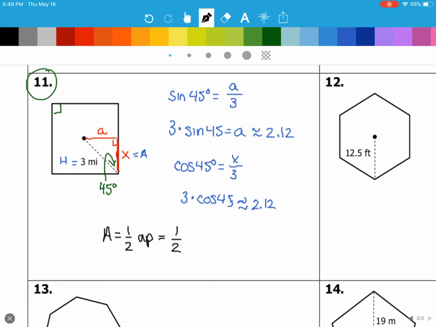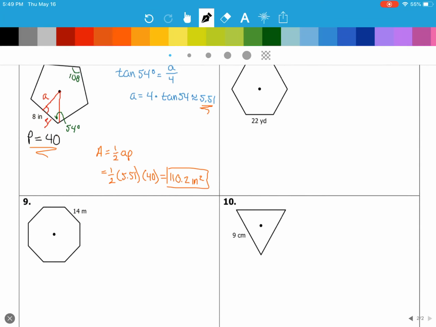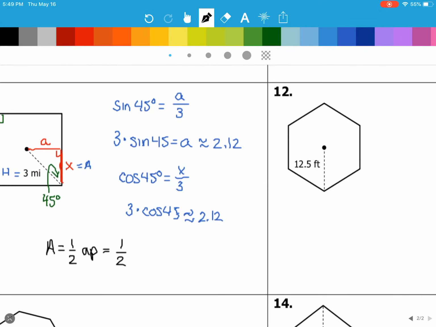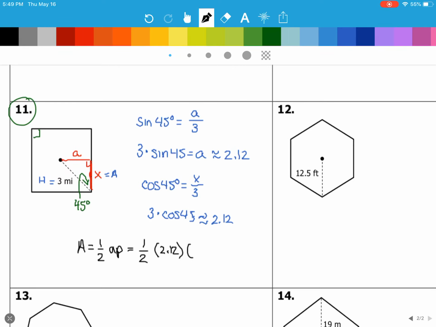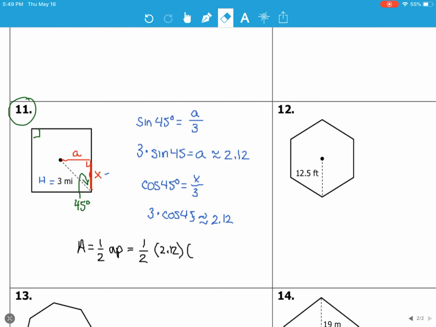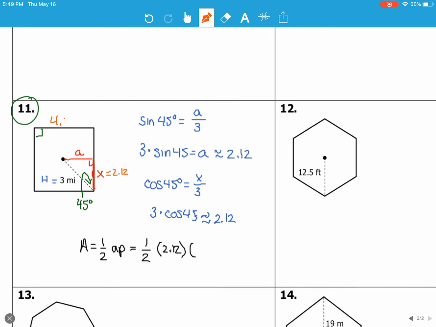Oh, but we're not done yet because we need to find the perimeter of our square. So the apothem we already found was 2.12. And your perimeter would end up being a little bit different, keeping in mind that this piece right here is going to be 2.12. So a whole side is going to need to be 4.24, and you would end up having to multiply that by 4 because there's 4 sides of the square.